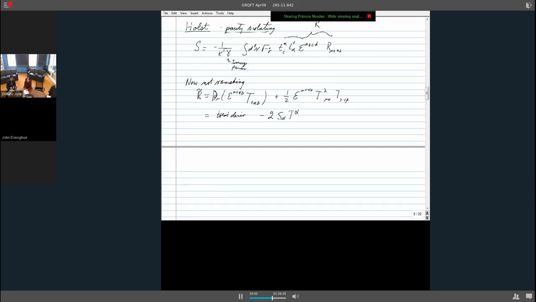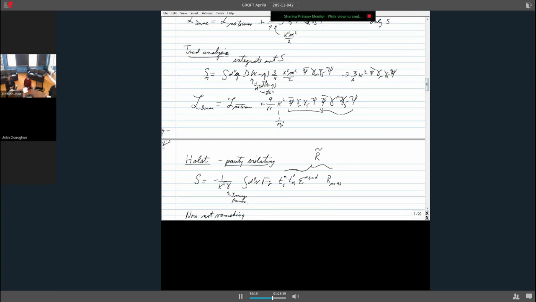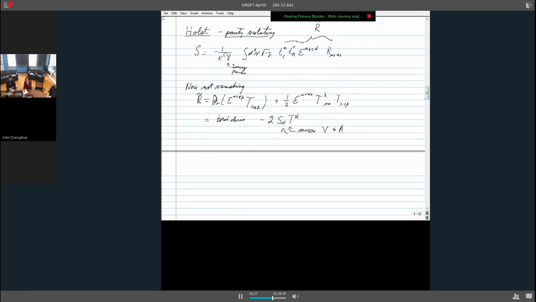The Holst action is the following. It is minus 1 over kappa squared gamma, where gamma is called the Immirzi parameter, times the integral d4x square root of minus g, epsilon a, b, c, d, R mu nu a b. And I've still got two indices left over. I've got T mu c T nu d.